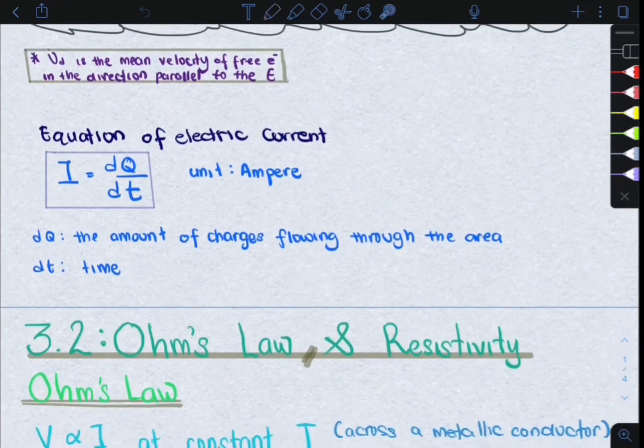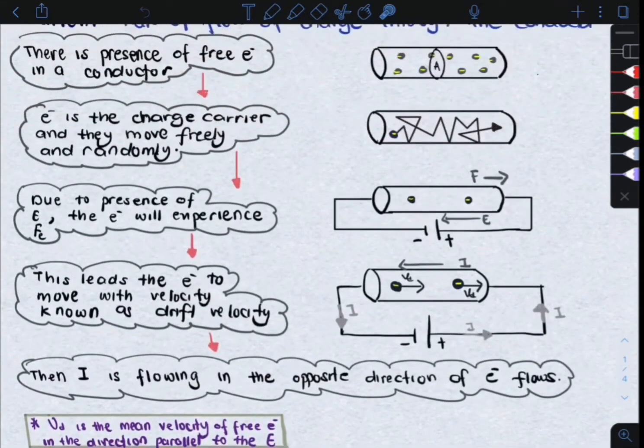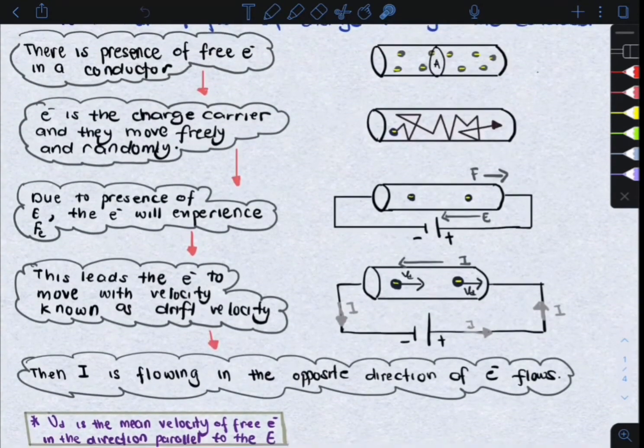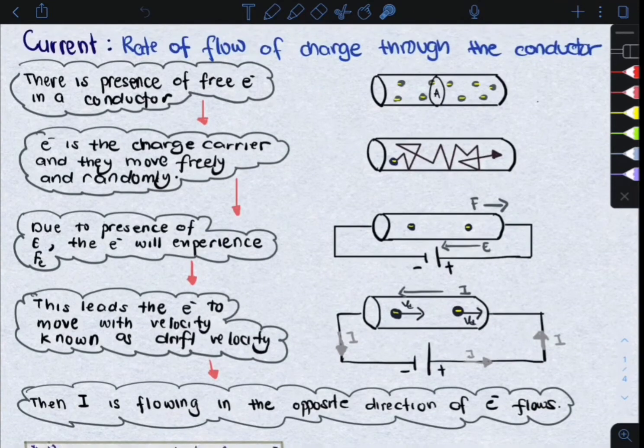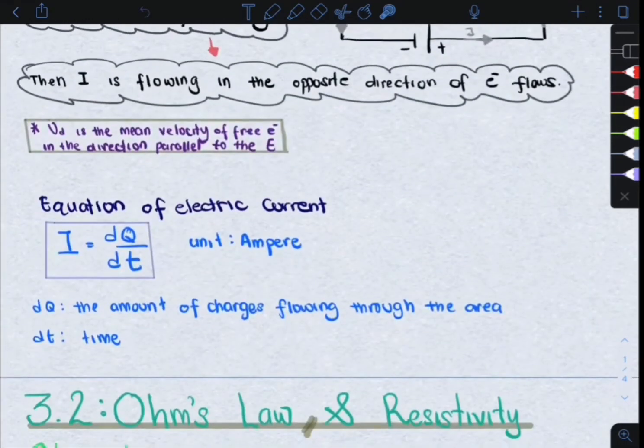Okay, next we're going to look at the equation of electric current. As you have understood, how the electron is going to flow here, which leads to the production of current. And current is defined as the rate of flow of charge through the conductor. So by equation, I is equals to dq over dt, where I here is the current, dq is the amount of charge flowing through the area, and dt is the time. The unit of current is ampere.